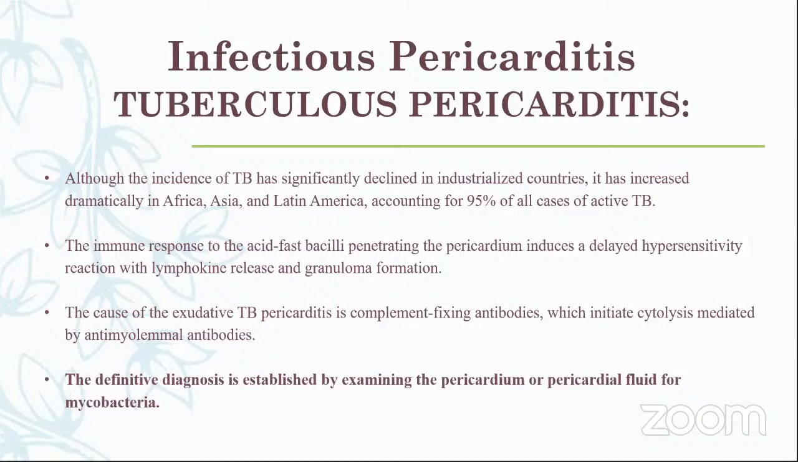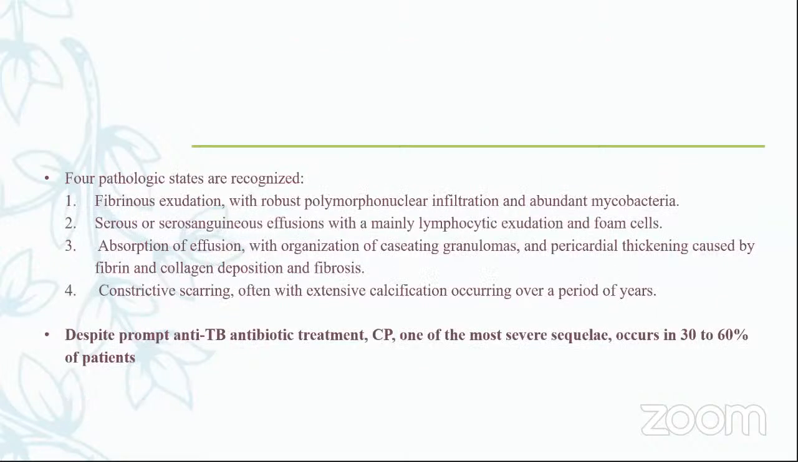The cause of exudative TB pericarditis is complement-fixing antibodies, which initiate cytolysis mediated by anti-myolemmal antibodies. And the definitive diagnosis of TB pericarditis is established by examining the pericardial fluid for mycobacteria. There are four pathological states for TB pericarditis.